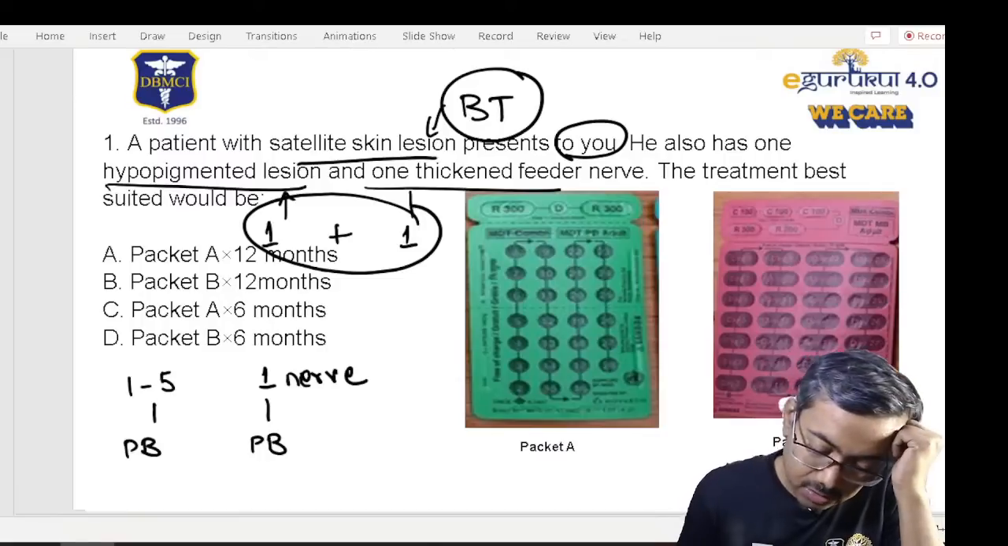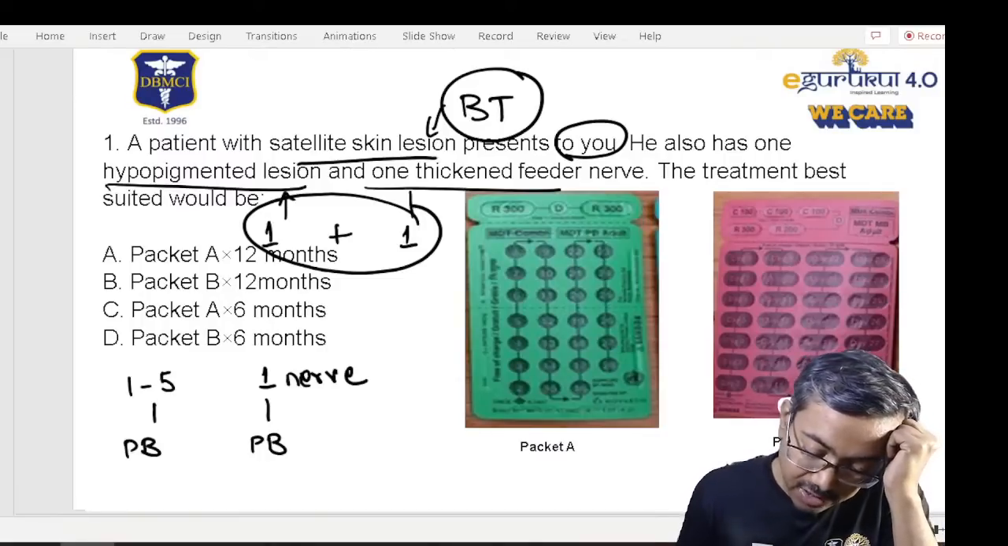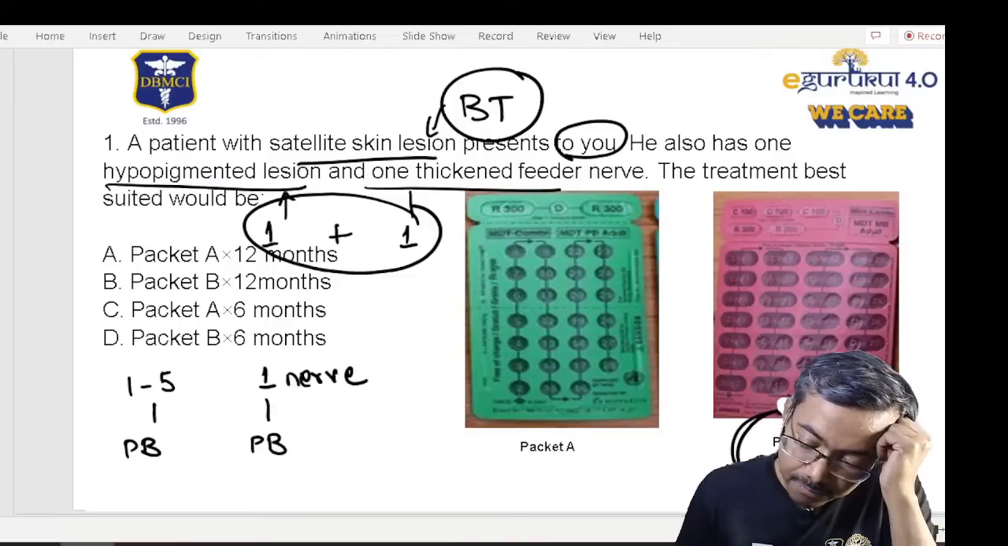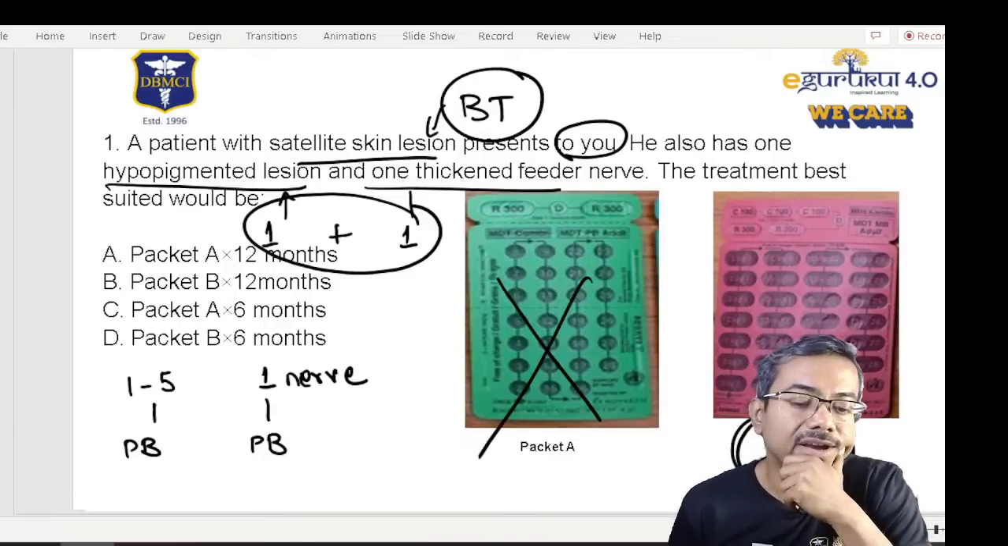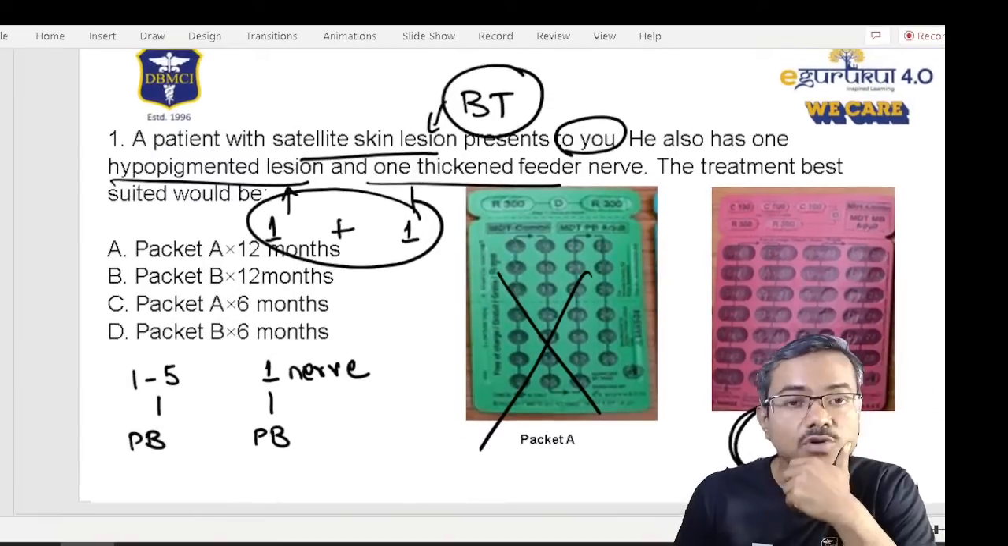Got it? Now this would be PB. So PB would be what? Tell me. Now we don't give packet A at all. Packet A is gone. We don't use packet A at all. It's always packet B, meaning always the red packet.